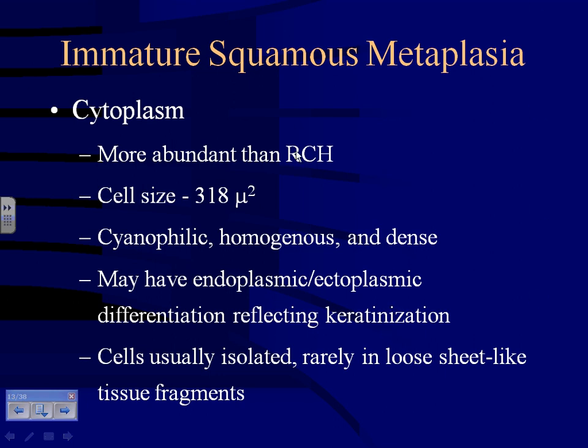The cytoplasm I mentioned is more abundant than reserve cells. The cell size averages, and they're a little bit larger, obviously, than reserve cells overall. The cell size averages 318 square microns. And you guys will have to measure this and do these measurements, right?